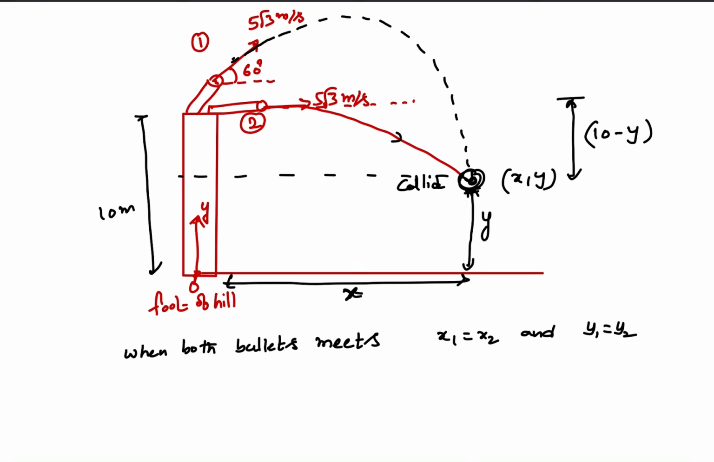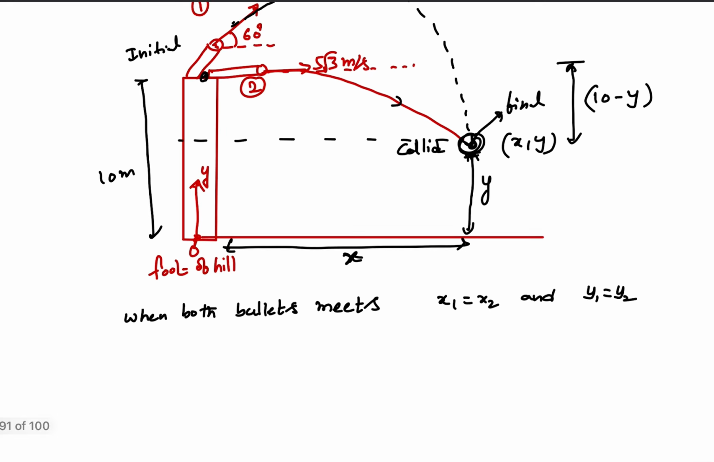Both are having the same location. Some initial positions are the same. You can see the initial positions, and these are the final positions. These final positions are the same and initial positions are the same. So x1 is equal to x2, y1 is equal to y2. I am writing one by one.